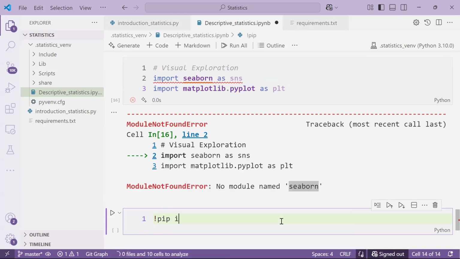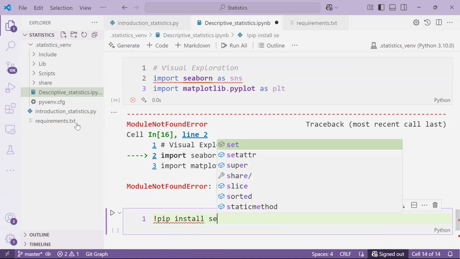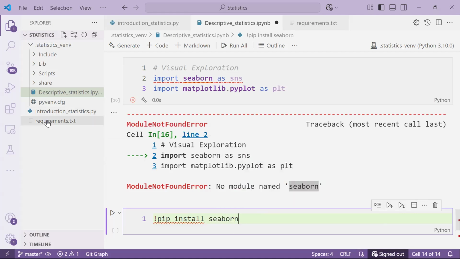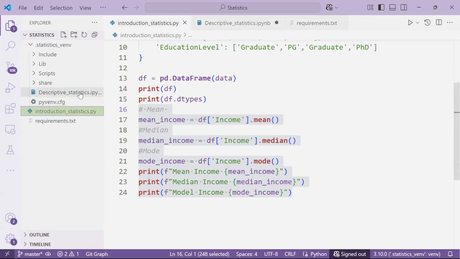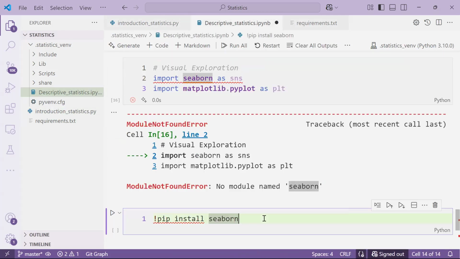pip install on the Jupyter itself. We can do it, or else in the terminal also we can install it. Or else in a requirements.txt file we can use it. I can add Seaborn over here, and after you add Seaborn, you can run it. This is the one approach I already showed you. And the second approach is that we can install it directly on Jupyter Notebook itself.